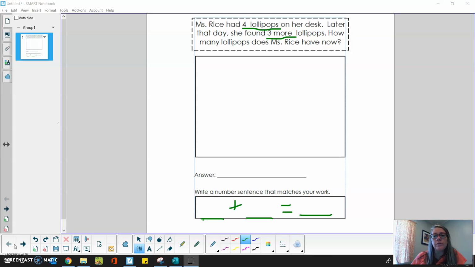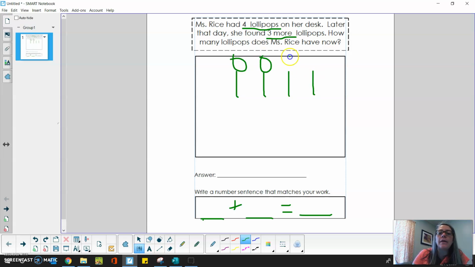I think I'm going to use circles and sticks to make a very simple lollipop. So I know that she found 4 on her desk. I'm going to do my 1, 2, 3, 4, and let's just add a little lollipop on there. So I have 4 lollipops that she had on her desk. Then later that day, she found 3 more. 1, 2, 3.